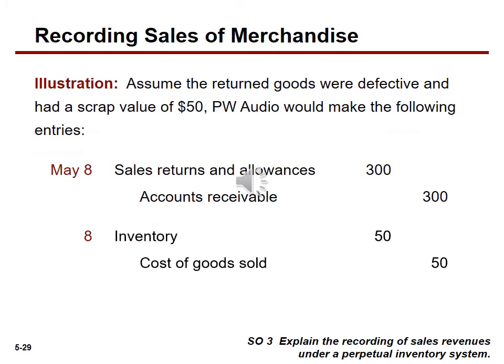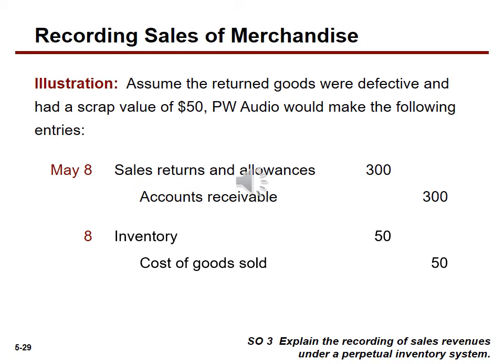Here we have a relatively similar scenario, but this time we are going to assume that the products that were returned to us are actually defective. So here the illustration says assume the returned goods were defective and had a scrap value of $50, meaning that even though they are defective, we can still get $50 for them or sell them for $50.